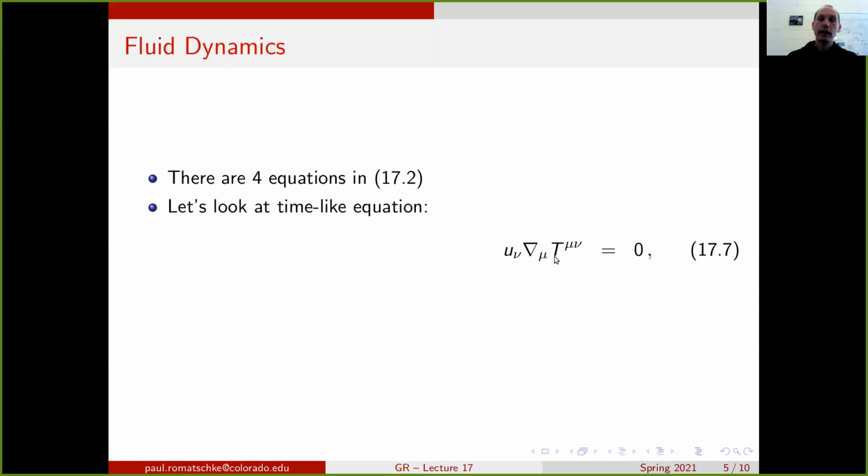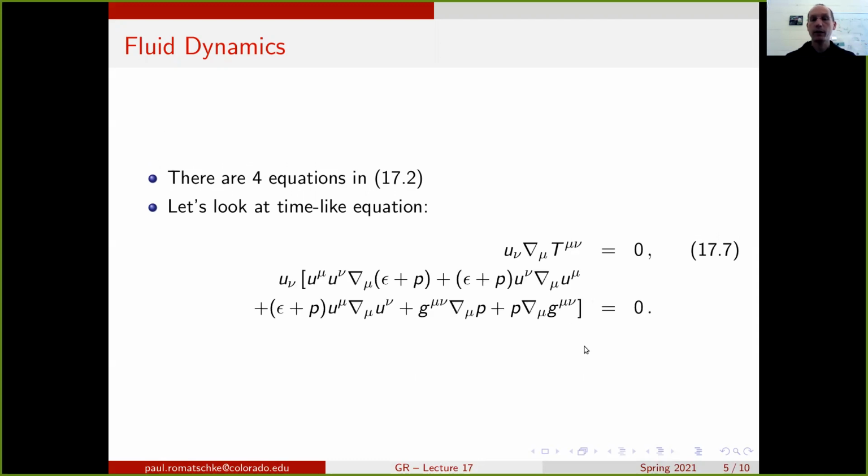Because there's a derivative acting on the energy momentum tensor, there are many terms that appear. I'll wipe them out here. So everything in brackets here comes from the covariant derivative of the energy momentum tensor T^μν. We have terms where the derivative acts on ε plus p, terms where the derivative acts on u^μ, terms where the derivative acts on u^ν, and terms where the derivative acts on the pressure and on the metric tensor.